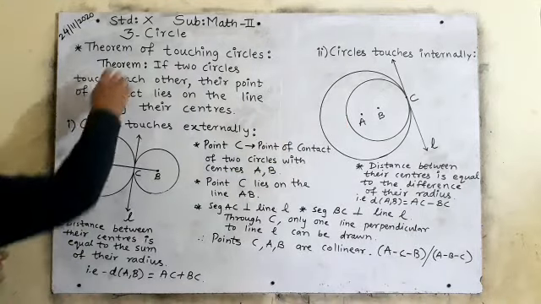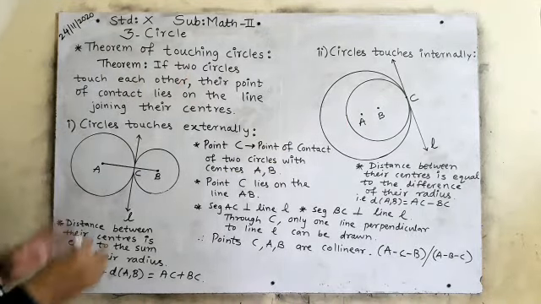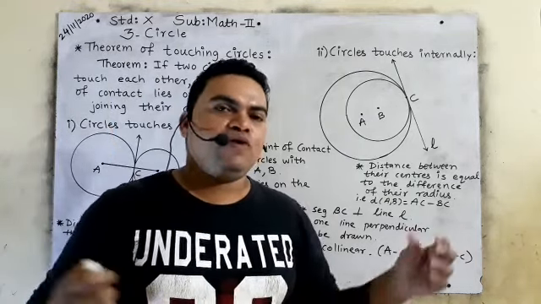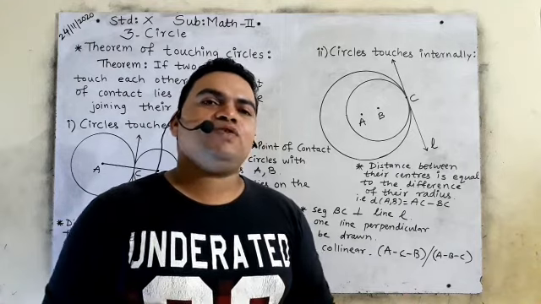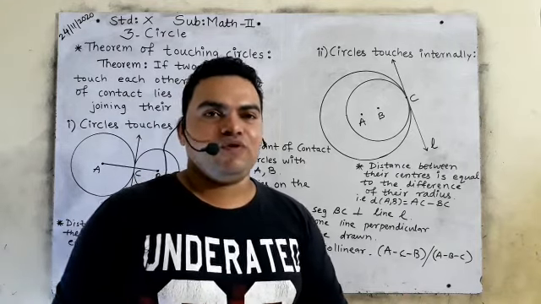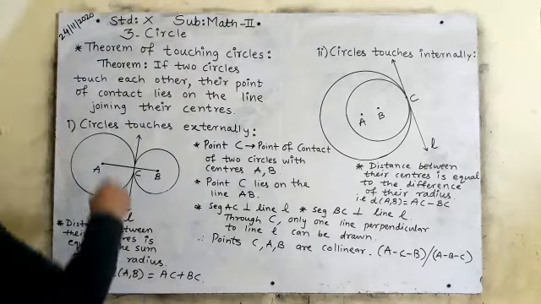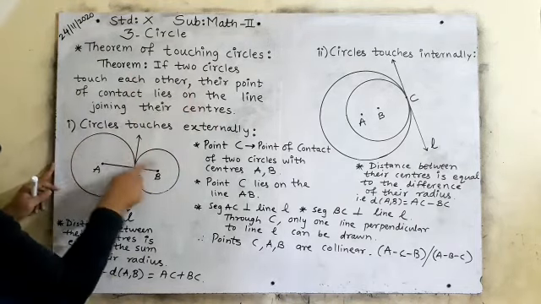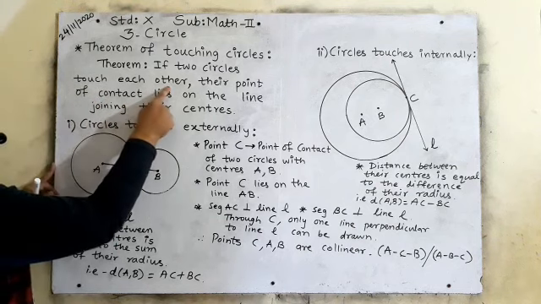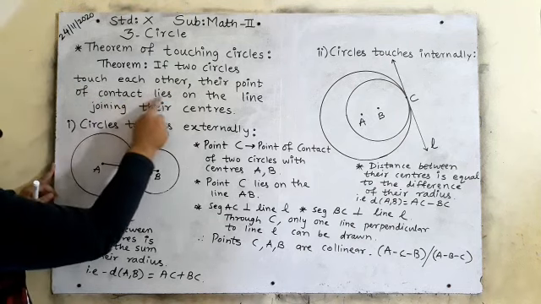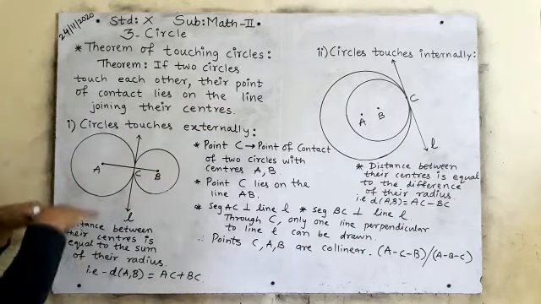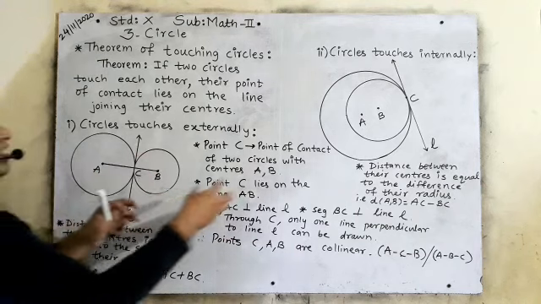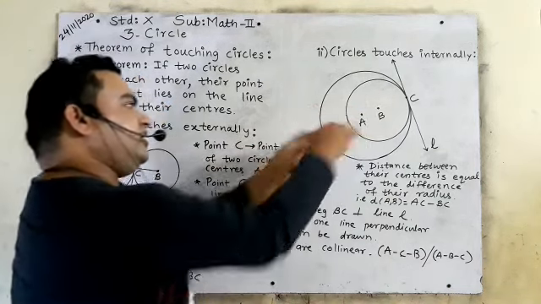Dear students, the theorem of touching circles is very important for your practice set 3.2. If you understand this explanation, you will solve practice set 3.2 easily. Now, what is the theorem? If two circles touch each other, their point of contact lies on the line joining their centers. These two circles touch externally, these two circles touch internally.